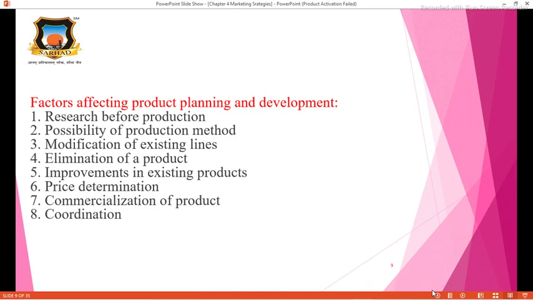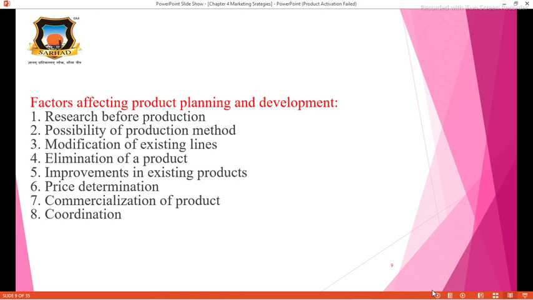The next is commercialization of product. Product planning also includes the commercialization and the sale of the product at a profit to the organization and satisfaction to the customer. While undertaking the product planning, this aspect has also to be considered.